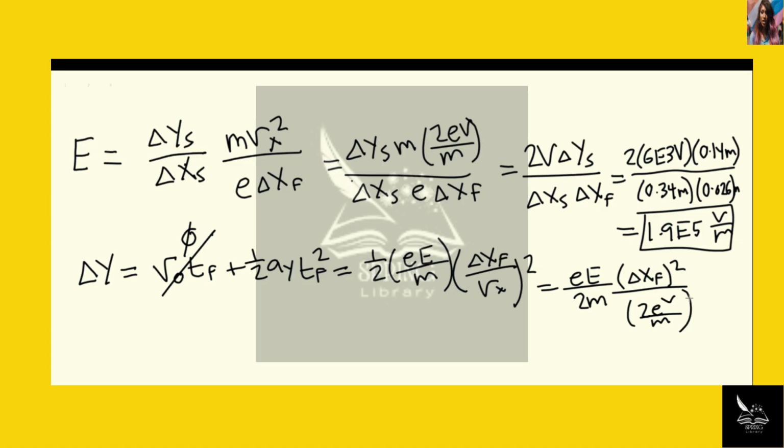This equals 5.4. Oh, sorry about that. A little noise outside the window. This all equals 5.4 times 10 to the negative 3 meters. Let's write that one more place. Delta y is equal to 5.4 times 10 to the negative 3 meters. And that's the amount of deflection. And that's it.